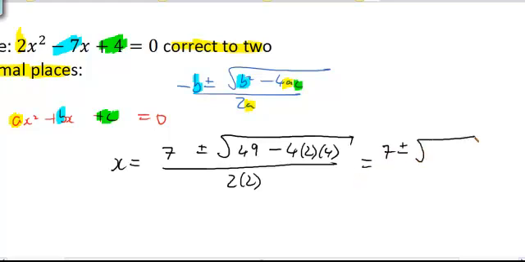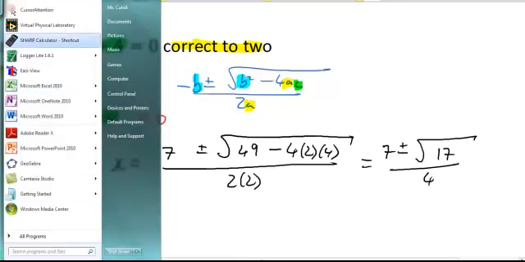It's going to be 7 plus or minus the square root of 49. 4 4s are 16, times 2 is 32. 49 minus 32 is 17 over 4. And this is where I'm going to put it into my calculator.